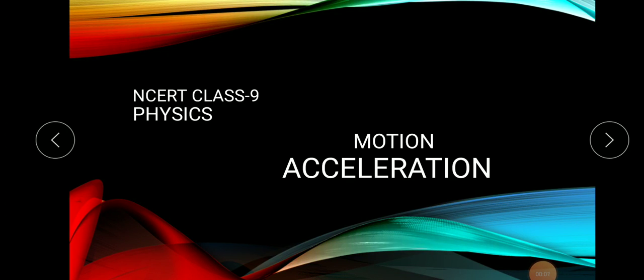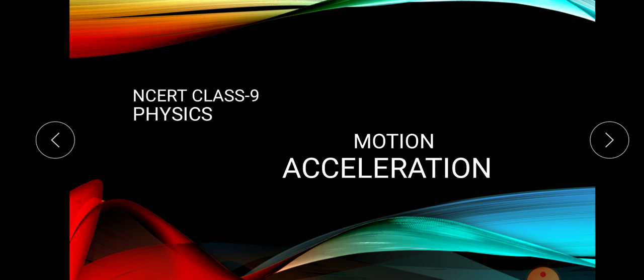Hello dear students, today we will discuss acceleration. We have already learned about velocity and speed. During uniform motion of an object along a straight line, what will be its velocity? Velocity remains constant with time. In this case, what will be the change in velocity? The change in velocity of the object for any time interval is 0.